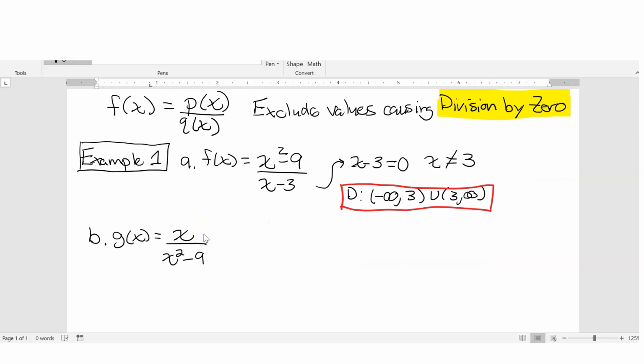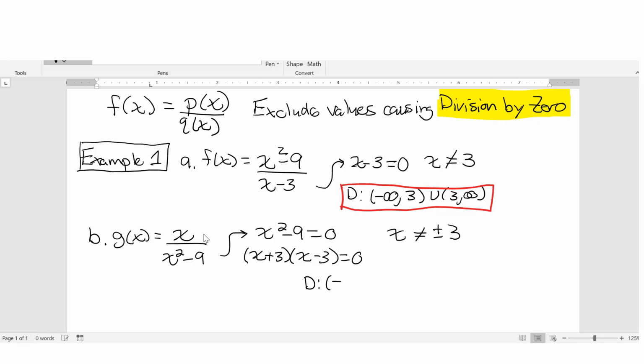In part B, they give us another function, g of x equals x divided by x squared minus 9. Again, just like we saw in section 2.6, you really want to take the denominator and set it equal to 0, find the values that make it equal to 0. Now, as we did in section 2.6, we really just want to factor this expression in the denominator. So the excluded values here will be plus or minus 3. So x cannot equal plus or minus 3. And so again, in our domain notation, that'll be minus infinity to minus 3, union minus 3 to 3, union 3 to infinity.